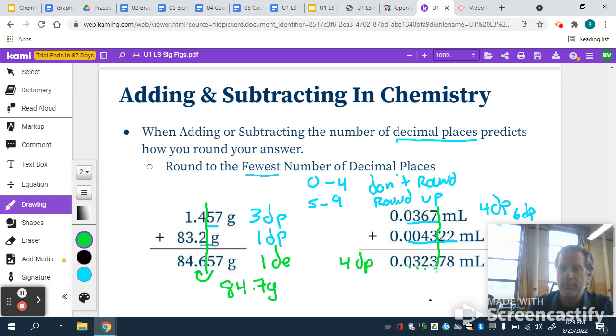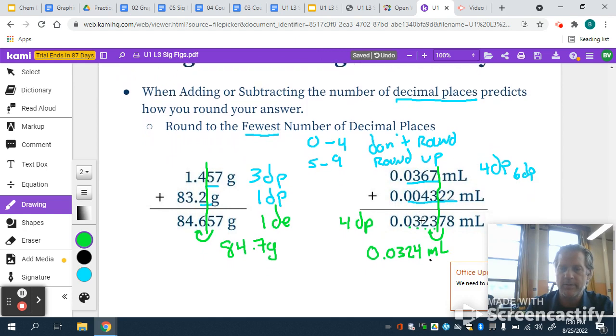Now again, I would probably just start by writing 0.0323, but this 7 will round the 3 up here. So my final answer is going to be 0.0324 milliliters.